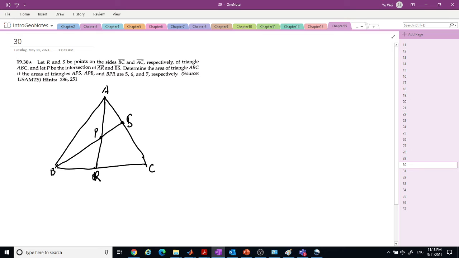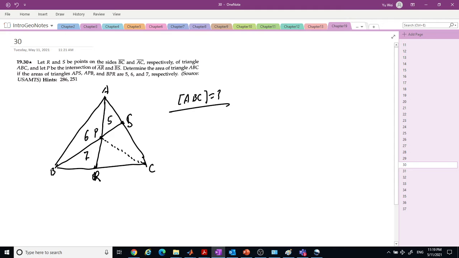Okay, so what is the area of ABC? So the goal is, what is the area of ABC, if you know APS is 5, APB is 6, and BPR is 7. Okay, so we know the 5, 6, 7, right? The goal is, if we can figure out this one, that's it, right?